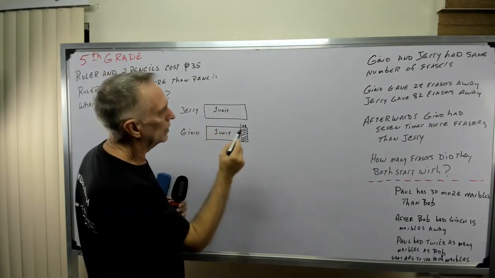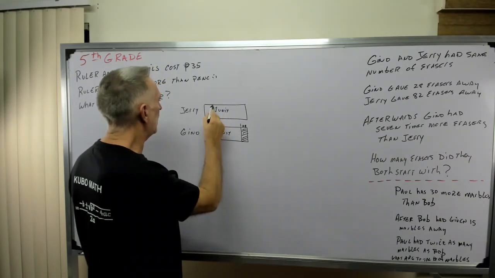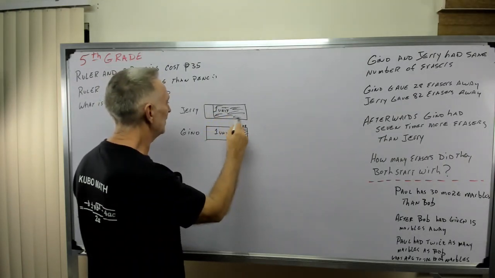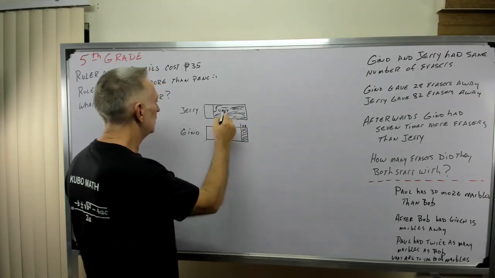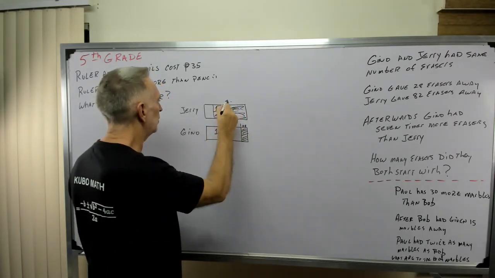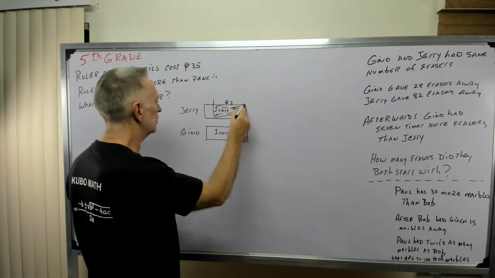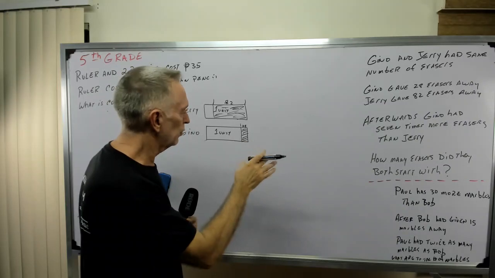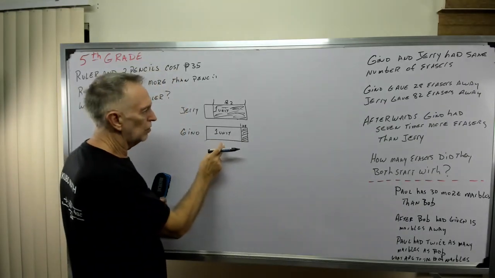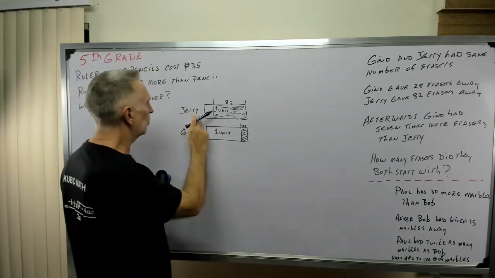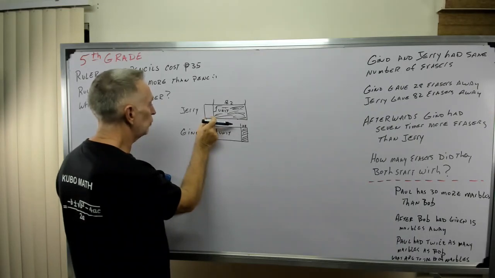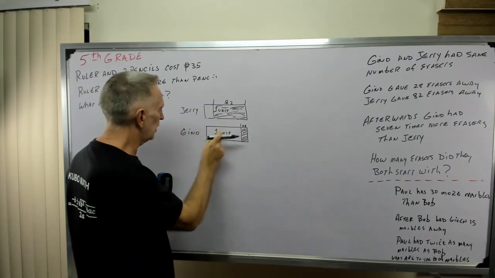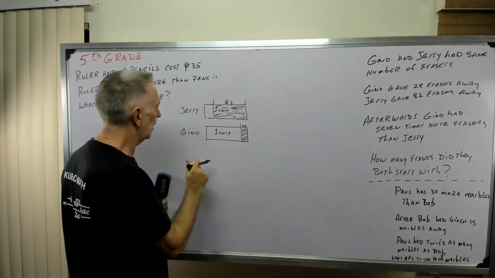He said that Jerry gave away 82. So Jerry gave away a whole bunch of them, okay? So this amount here was 82. So it says afterwards, Gino had 7 times more than Jerry. So if you took this amount here, multiplied it by 7, you would get how much Gino had.